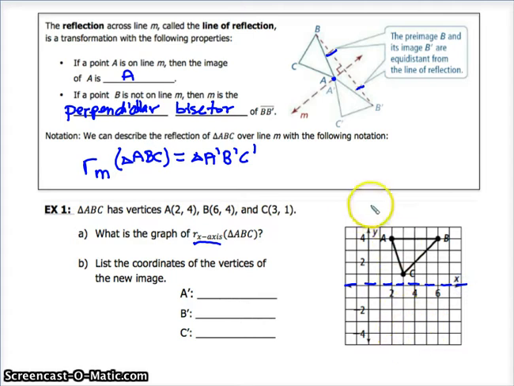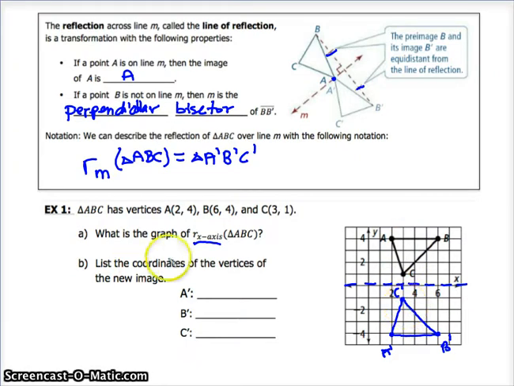Okay, when I go to reflect these points, remember they are in the exact same position, just on the other side of the line. So point A is 4 units above the x-axis. It needs to go 4 units below the x-axis. So down here will be A prime. B is also 4 units above, so it'll go 4 units below. Here's B prime. And then C is 1 unit above. It needs to go 1 unit below. If I connect those points, I now have the same triangle, but now reflected over the x-axis.